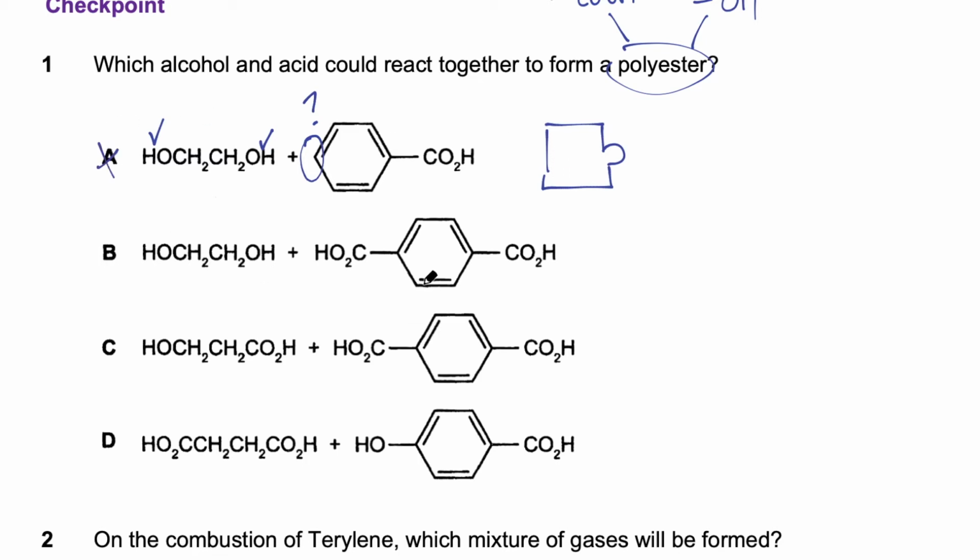Alright, so A is out. So B, you have a diol and a dicarboxylic acid. This would give us a polyester. So B would be the answer. Okay. Let's look at option C.